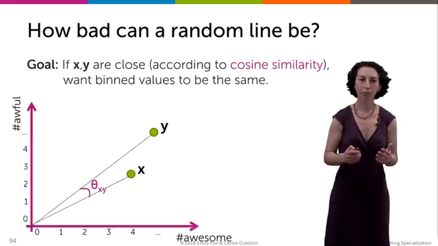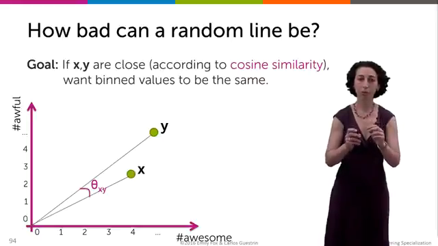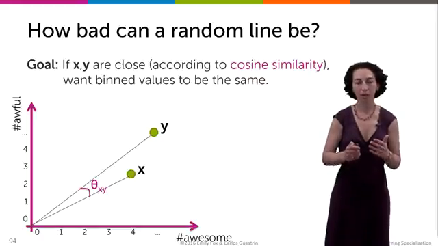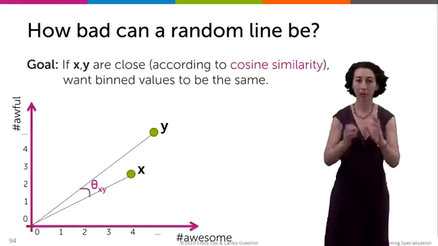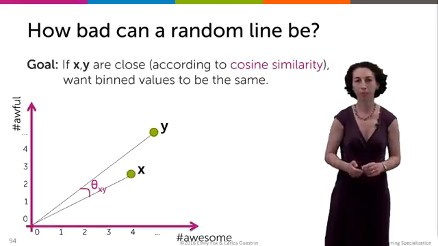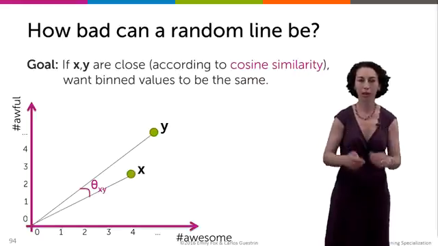And remember that our objective is, if two points are close together, and here we're going to be focusing on cosine similarity when we're talking about the distance between two different points, then we want those two points to fall into the same bin. To formalize this a bit, remember that cosine similarity is defined in terms of the cosine of the angle between two points. So let's say that there are two points, x and y, and the angle between x and y is theta xy. Okay, now let's just start drawing lines randomly.